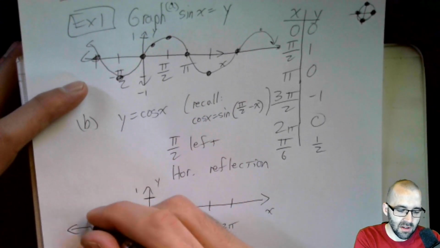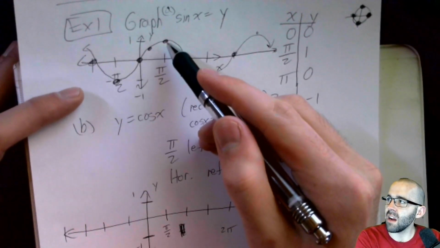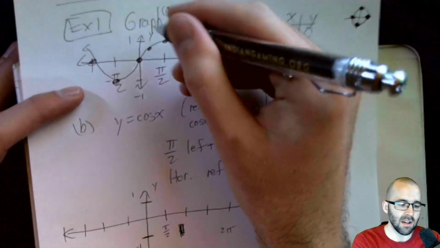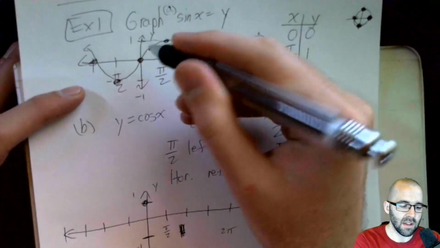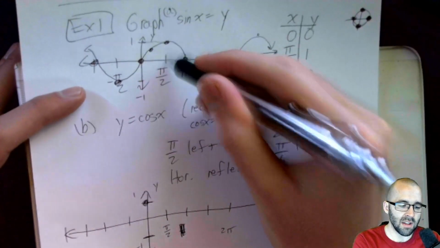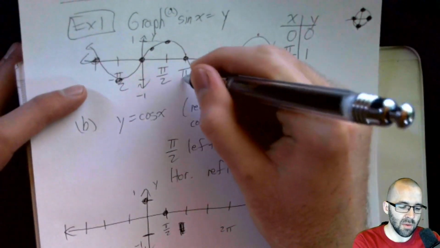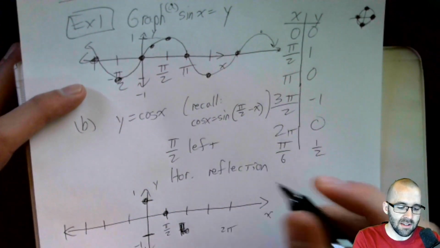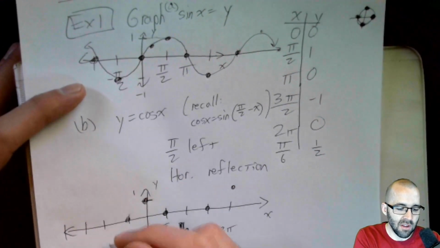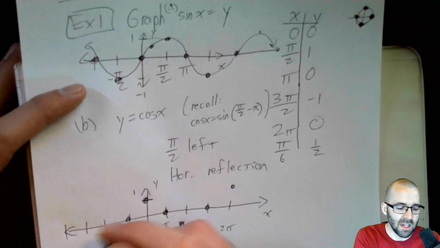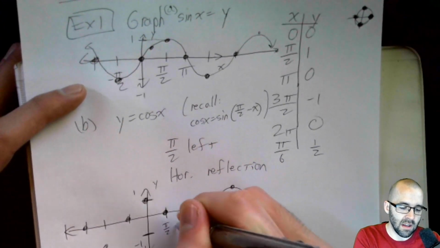Just like before. Now we shift everything up here, pi over 2 to the left. This point gets moved over here. And this point gets moved right there. This point gets moved right here, etc. And you're going to pick up the pattern. So this is what happens when we do the first transformation. And again, it keeps on going forever and ever.